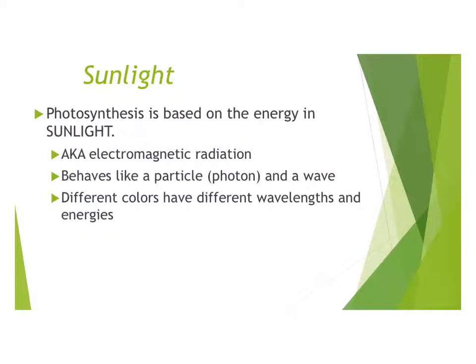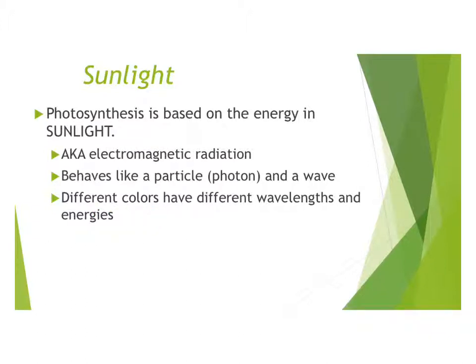So we're going to talk about all the steps that produce this whole process. Let's start by talking a little bit about sunlight. Remember, photosynthesis is based on the energy in sunlight. Sunlight is also known as electromagnetic radiation. That's another word for it. And it comes from the sun, obviously. The thing about sunlight is that it behaves like a particle. We call it a photon when it's acting like a particle. It also behaves like a wave, so we can talk about its wavelength and its frequency like you would with waves. Now, when you talk about different wavelengths or frequencies of light, it's actually different colors of light.